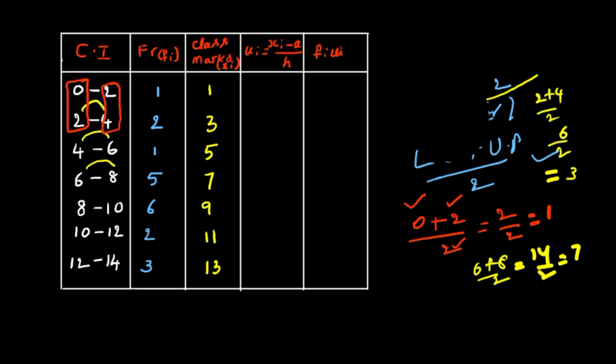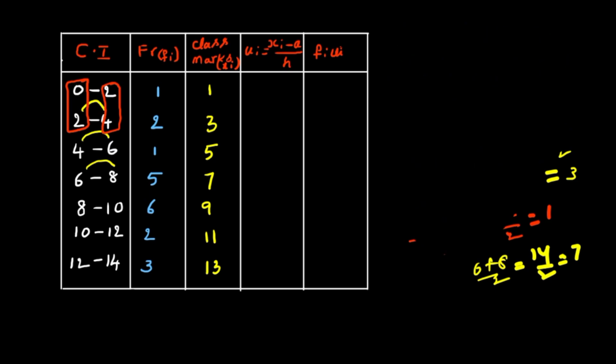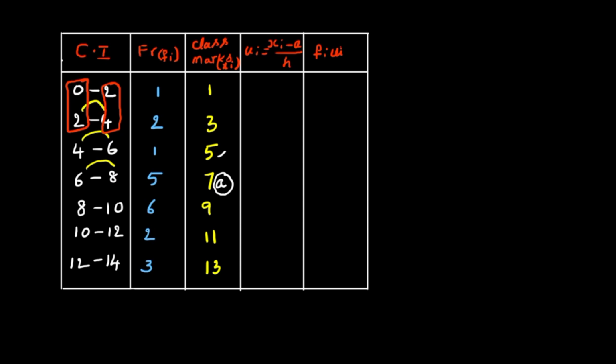Okay, so the next one, ui. Before going to the ui column, you must know what the assumed mean is in this class. In the class marks we can take one assumed mean, just any one value from these. What to take is your wish, but I am going to take 7 as the assumed mean. If you want to take 5 you can, if you want to take 9 you can, that is your wish.